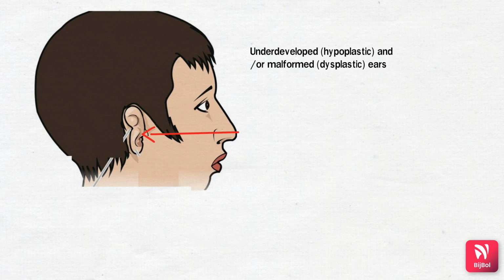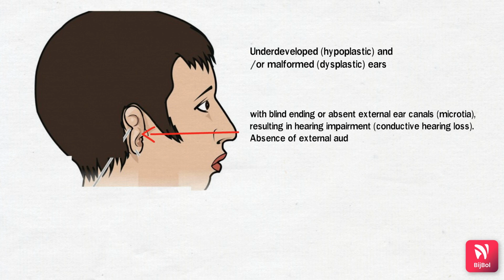Affected infants may also have underdeveloped hypoplastic ears with blind ending or an absence of external canals, resulting in hearing impairment. Absence of the external auditory canal will result in partial or complete deafness also in some cases.